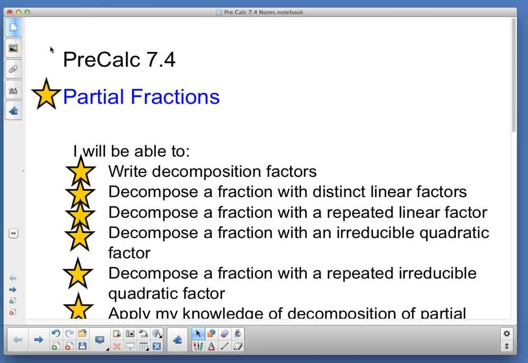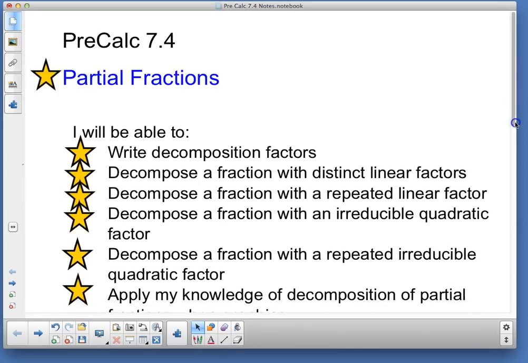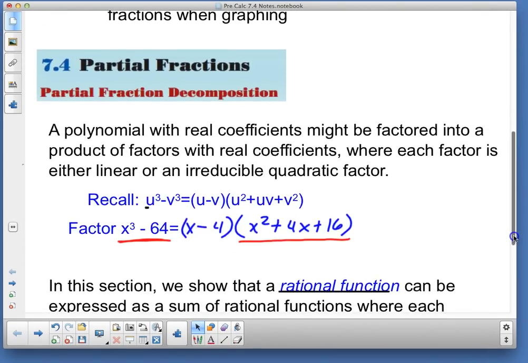After today's lesson, we will be able to write decomposition factors, decompose a fraction with distinct linear factors, decompose a fraction with a repeated linear factor, decompose a fraction with an irreducible quadratic factor, and decompose a fraction with a repeated irreducible quadratic factor. And then after that, we're going to apply our knowledge of key decompositions of partial fractions to fractions when graphing.